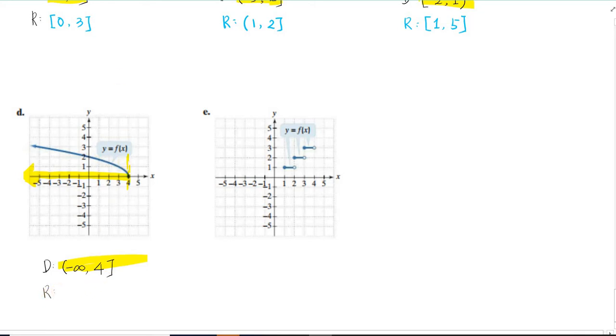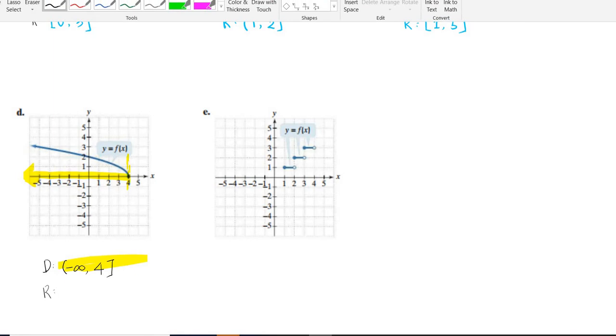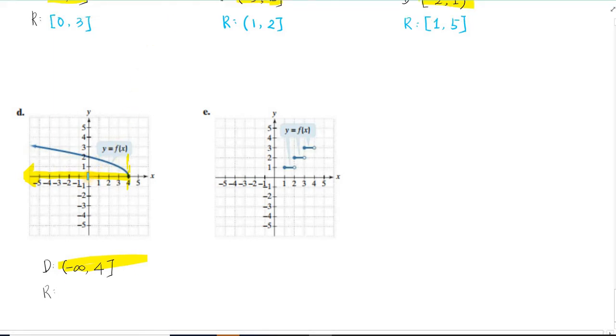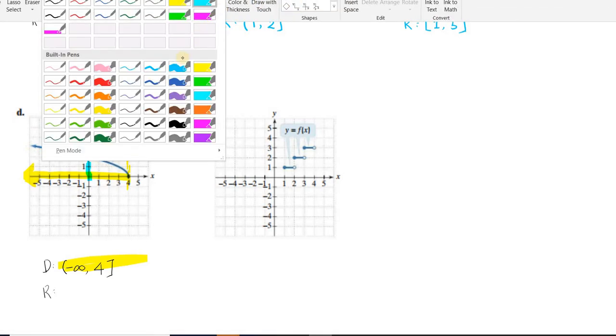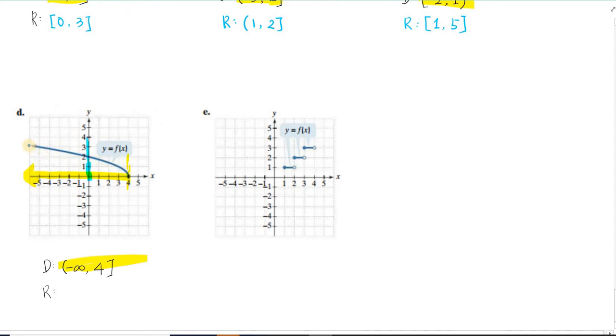Okay, now we look at range. So range again is from the bottom up. Okay, if you look, it started at 0 and then goes on. This just goes on. It's going really slowly. But if I extend this line a little bit just to show you guys, it's going to go on forever, right? It means it's going up forever. So I'm going to use an arrow for this right here.